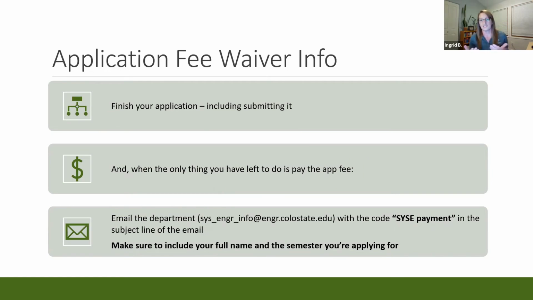Now, when it's complete and you have no more red X's, everything's been received, and the only thing you have left to do is pay, that's when you will email our department. Please have the code SYSE payment in the subject line and include your full name and the semester you're applying for. And then we will cover your app fee. It's a fairly simple process, but feel free to reach out to me or that department email listed there if you have any questions.